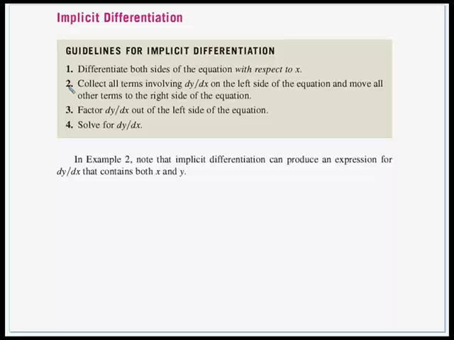Implicit differentiation has these basic guidelines. One, differentiate both sides with respect to x. Number two, collect all the terms that have a dy/dx in them on the left side of the equation, and move everything else to the other side. Then, when all those terms on the left side have a dy/dx term, you can factor that term out of the left side of the equation, and then divide through by whatever's left to solve and isolate dy/dx.